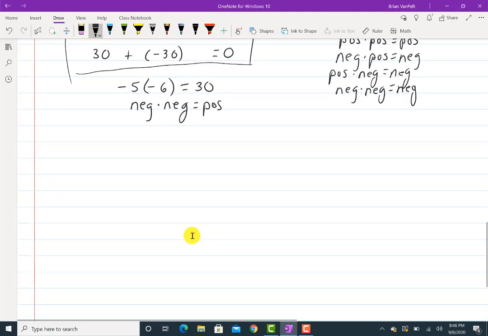Just a couple of examples to illustrate what we have. Negative 7 times negative 11. That's going to be a positive answer since you're multiplying two negatives. So all I have to concentrate on is 7 times 11, which is 77.